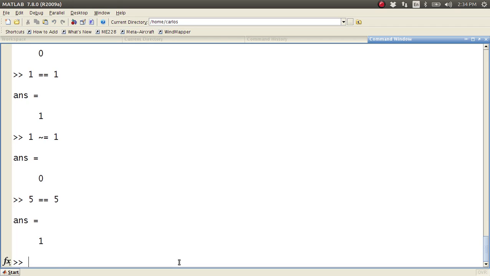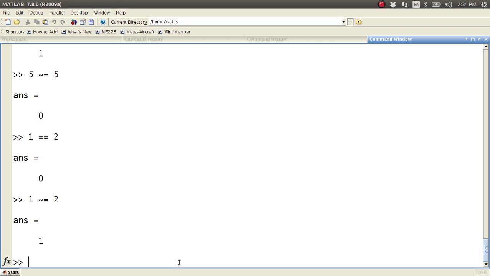Is 5 equal to 5? It is. Is 5 not equal to 5? It's not. Now is 1 equal to 2? It's not. But is 1 not equal to 2? It is, right? So it's kind of a weird true false statement going here.